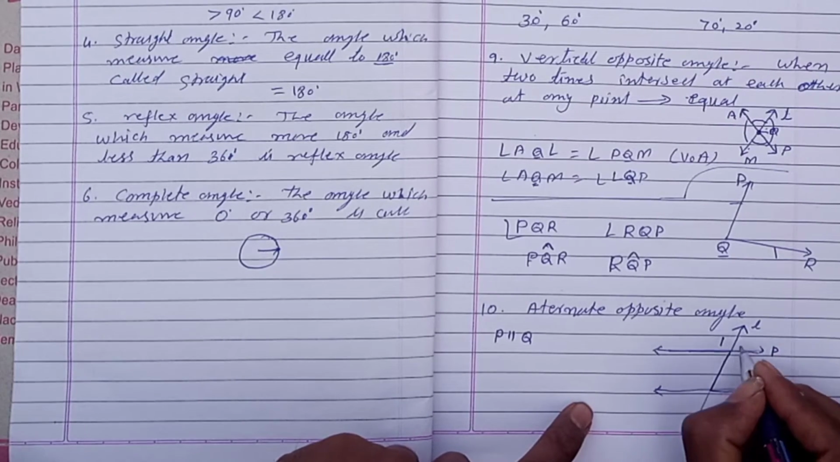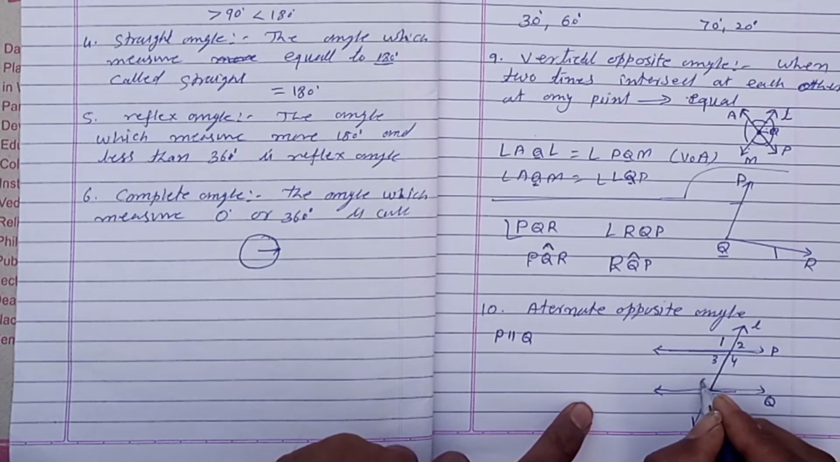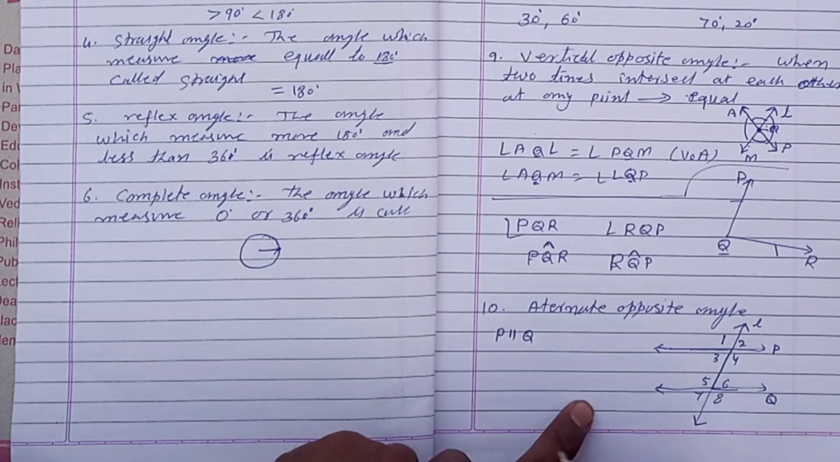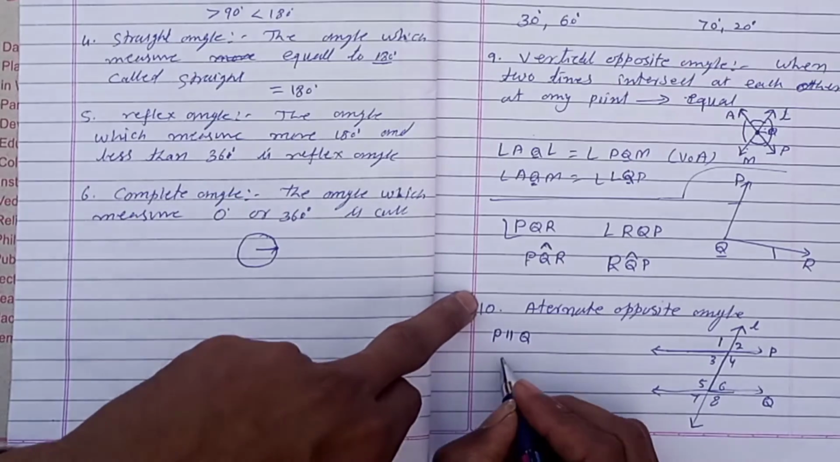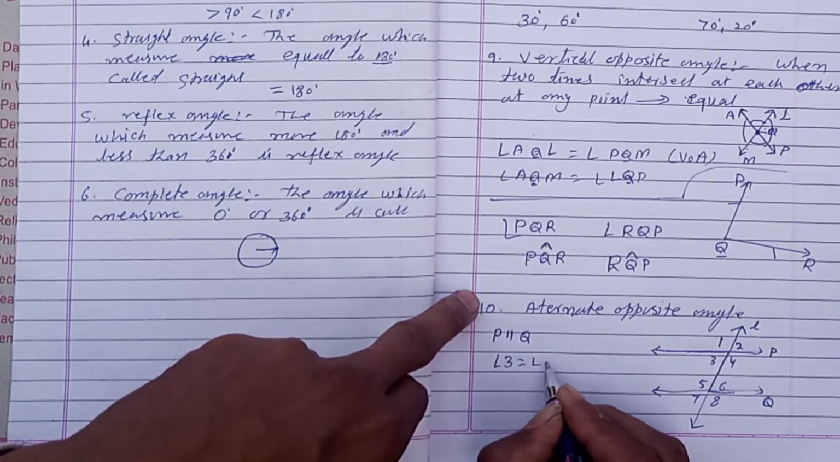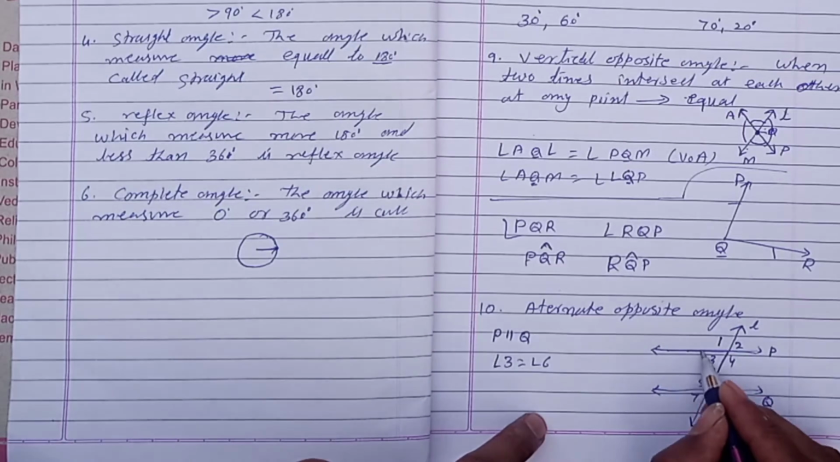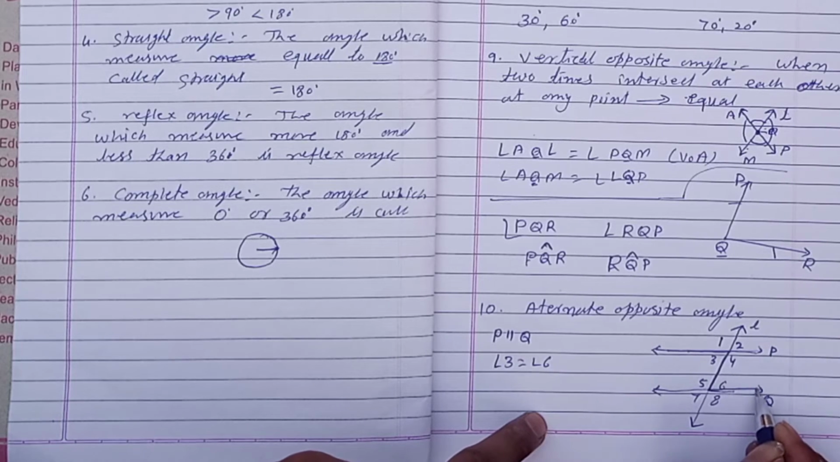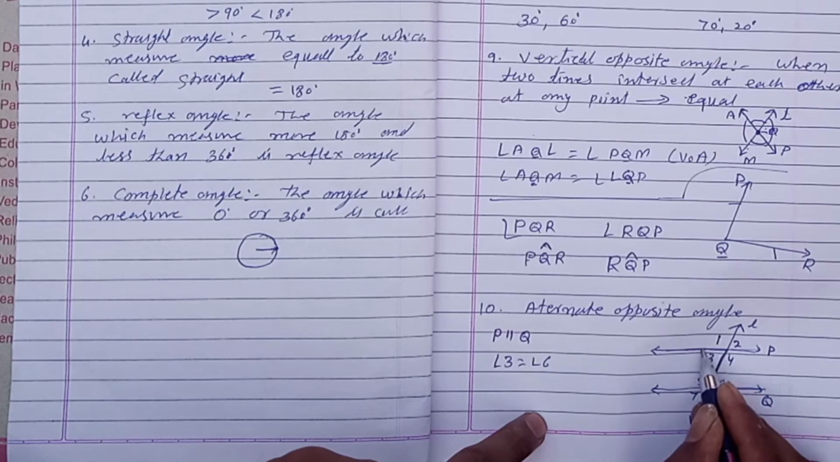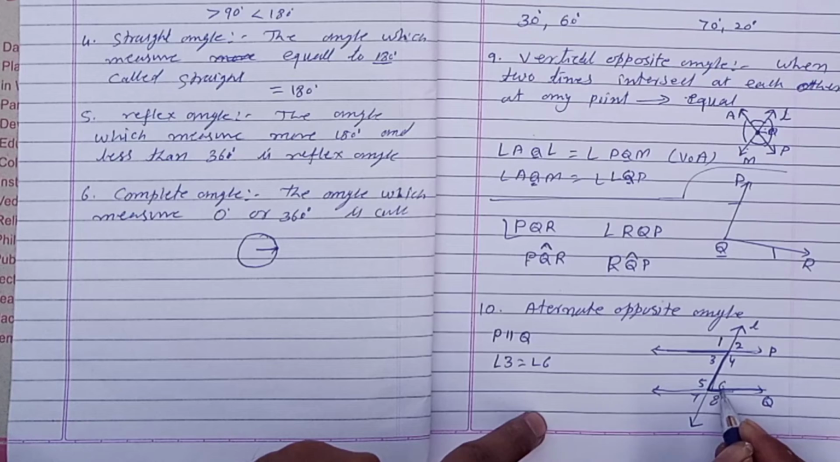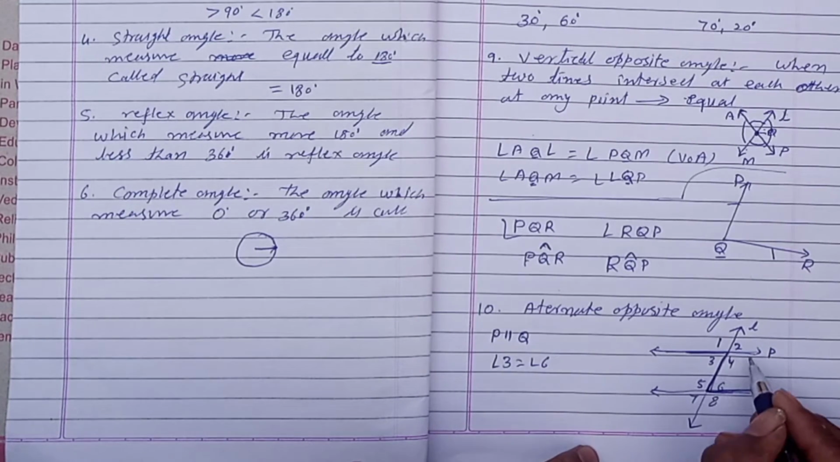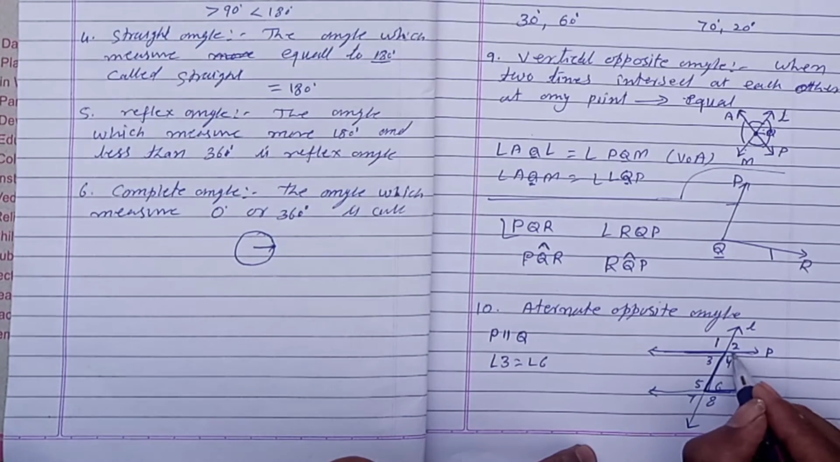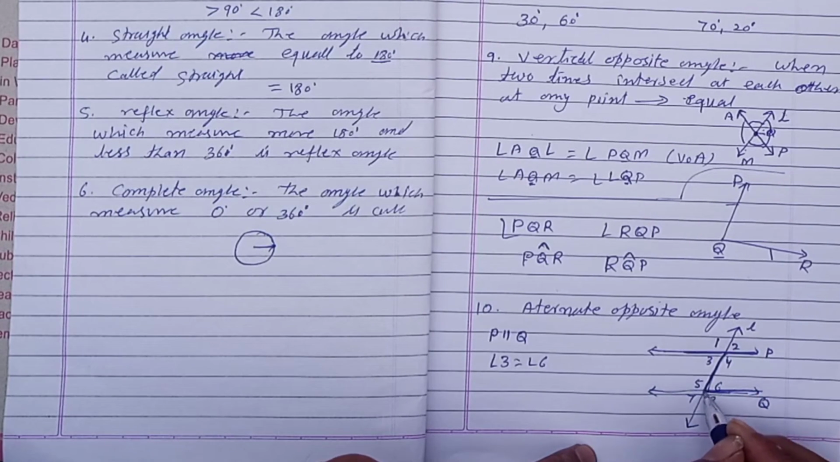Suppose I give the names 1, 2, 3, 4, 5, 6, 7, 8. These are the 8 angles. In that, angle 3 and angle 6: angle 3 is equal to angle 6. Why? Because of alternate opposite angles. See here, it forms the Z. Like that also, angle 4 is equal to angle 5, because it also forms the Z.